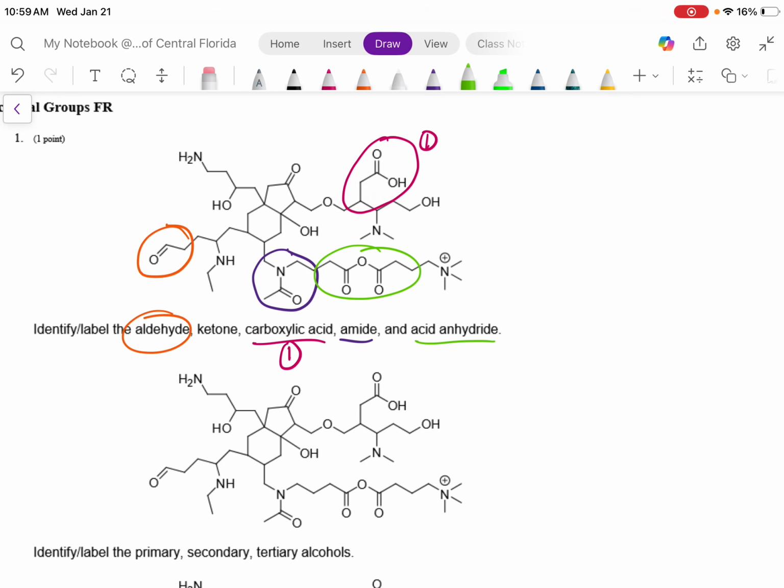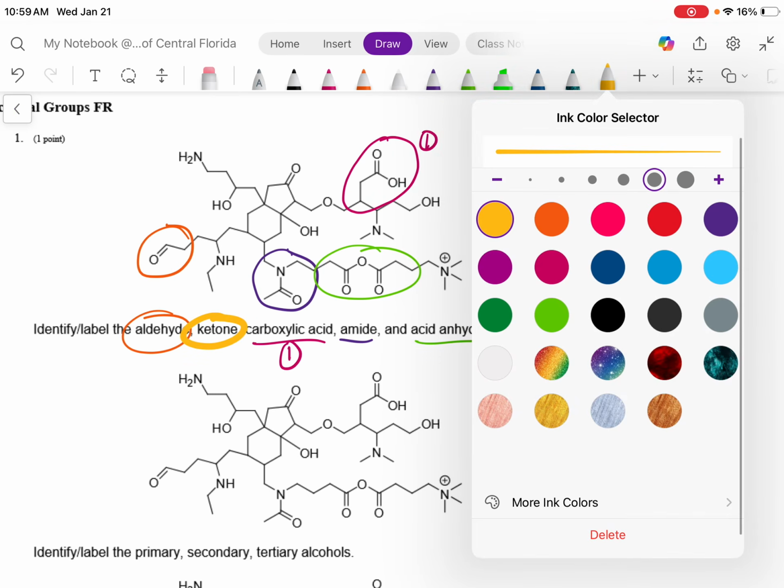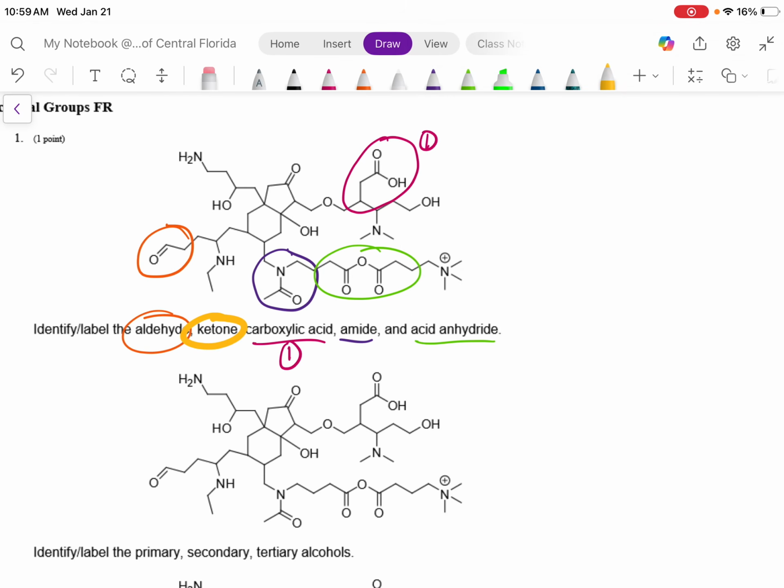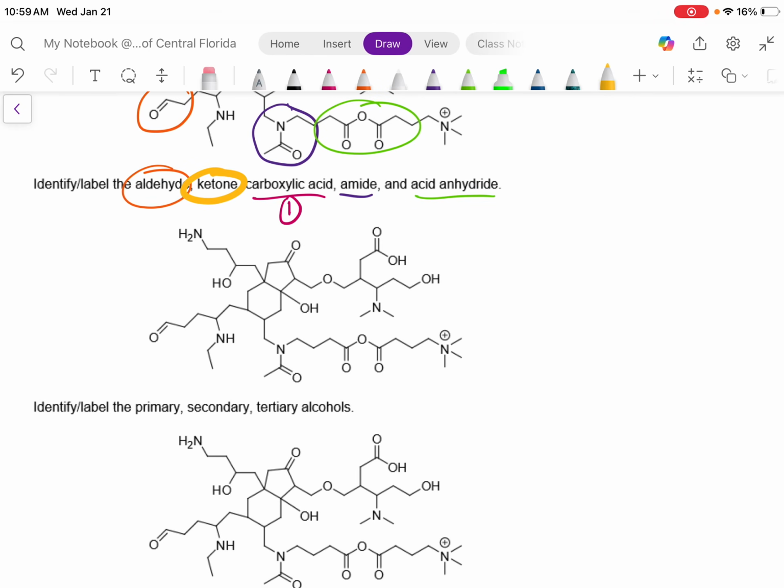Okay. Are there multiple correct answers? Oh, did I not do a ketone? Ketone would be right there. There's a ketone. Okay. Identify the primary, secondary, tertiary alcohols. So where's our alcohols? There's an alcohol.